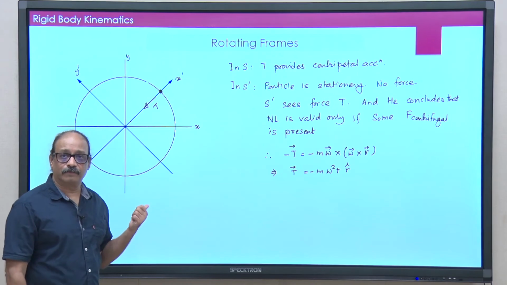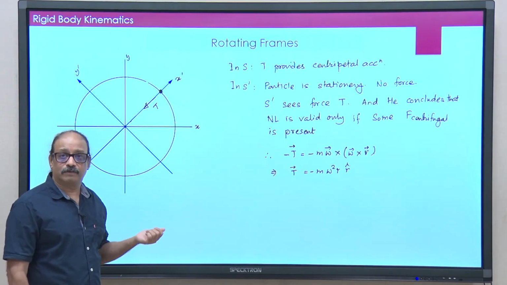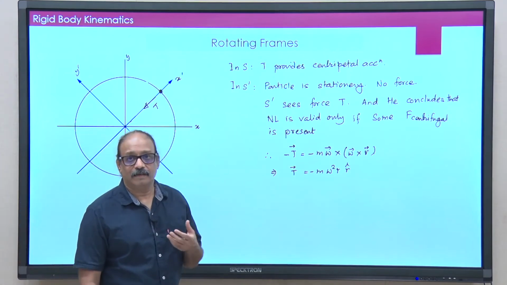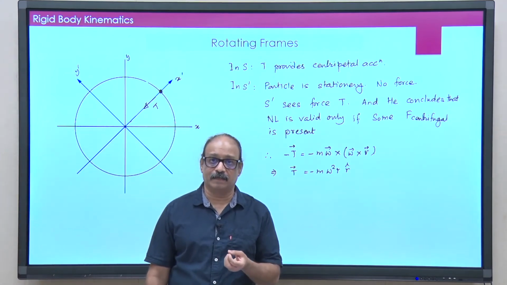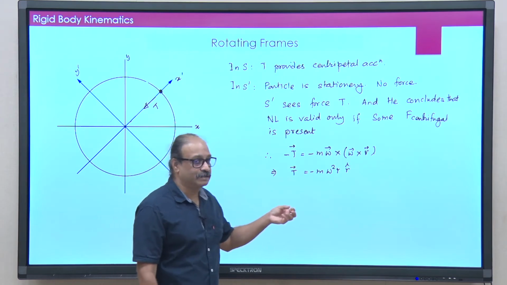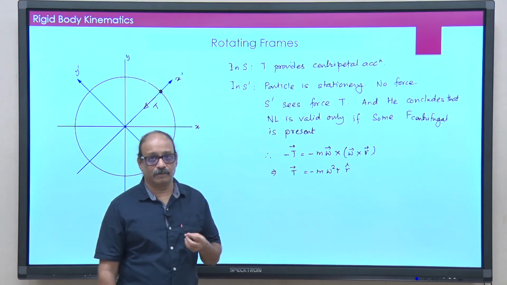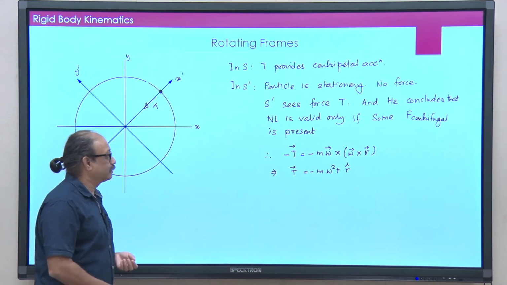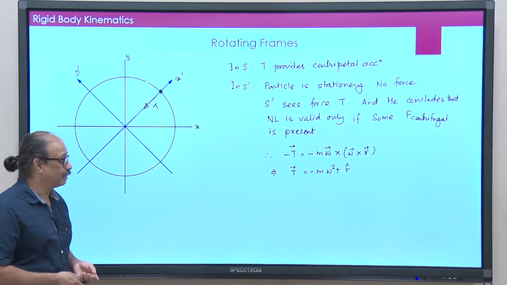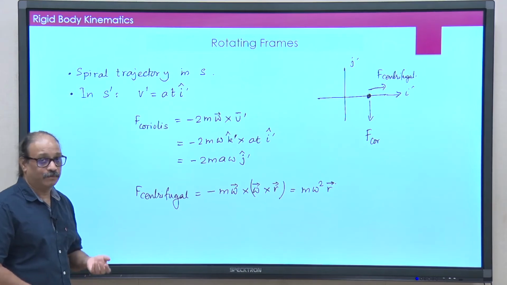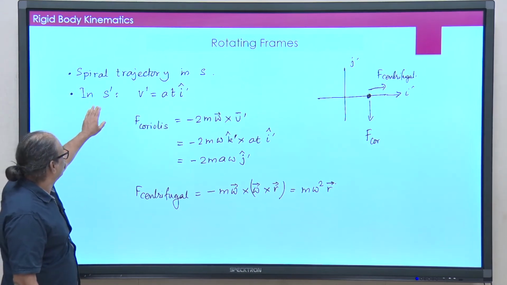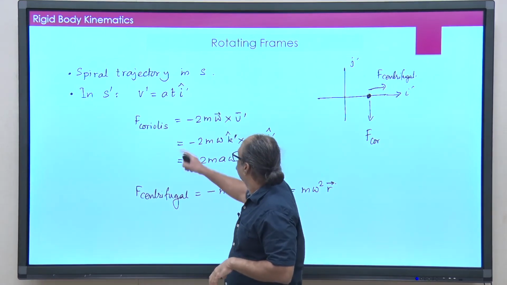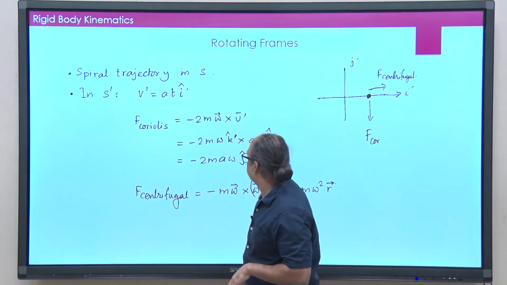What about the Coriolis force in this case? The Coriolis force will be 0 because in our S prime frame the particle is stationary. If the particle is stationary, then of course v prime is 0, and remember the Coriolis force was proportional to v prime. So, that would be 0. Here is the second case which we considered in the beginning, where there was a spiral motion. In the case of spiral motion in S prime, the r vector was a times t times i.